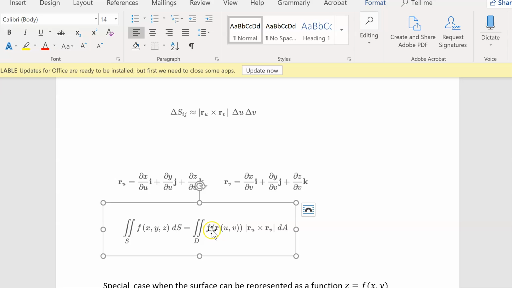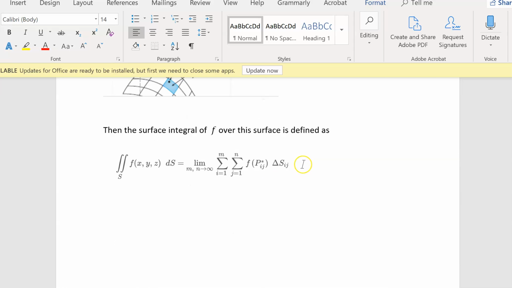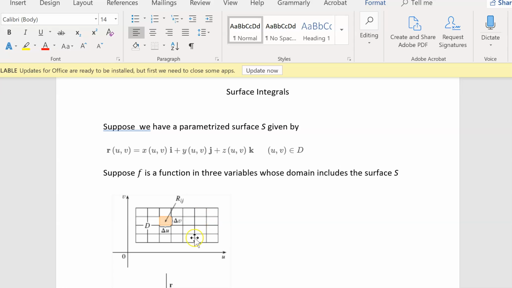So f will also get parameterized by u and v, and we replace the dS by the area of the parallelogram times dA, which is delta u delta v. Then what we do is we now integrate it along the parameterization. So basically, what happens is now we are back here.